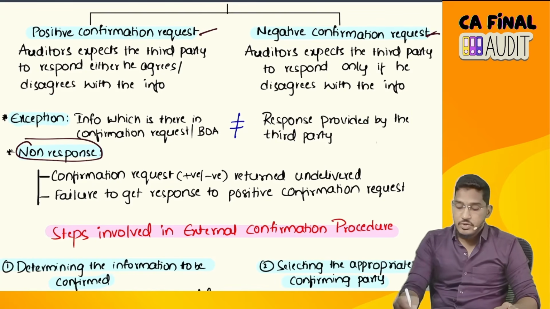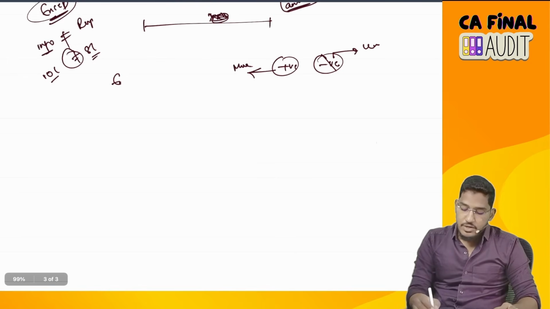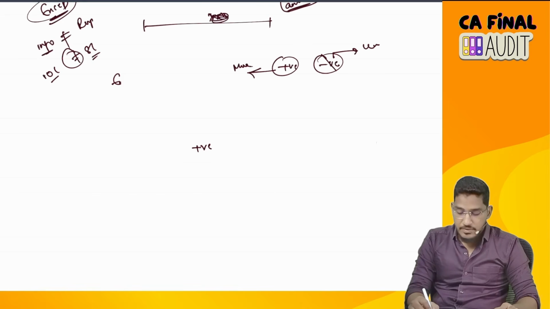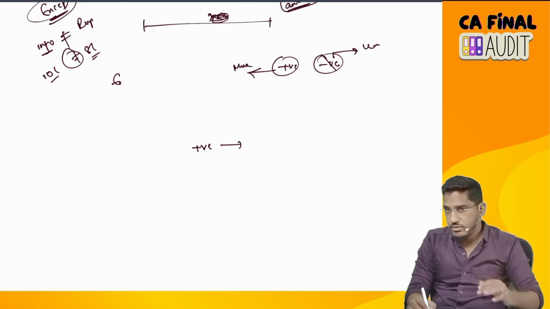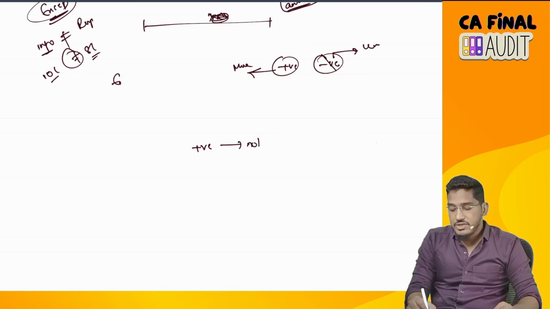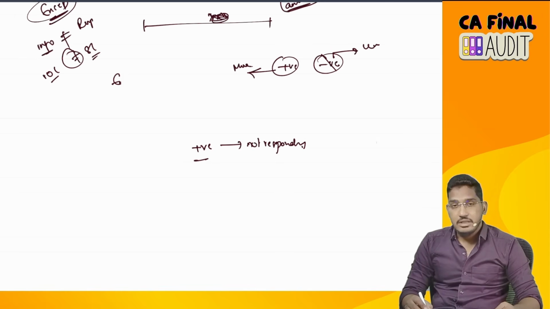Then one more term also they define here, non-response. Sir, what do you mean by non-response? So they say two things here. You are sending a positive confirmation request that has been delivered to the third party, but the third party is not responding. So you send a positive confirmation request and the third party is not responding to it. That we call it as non-response.